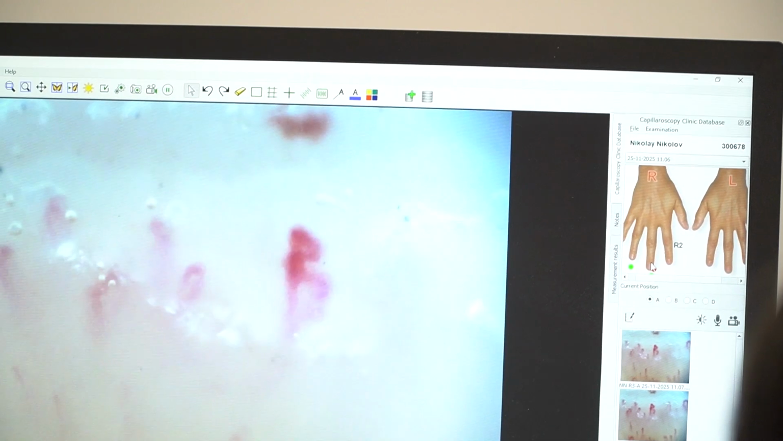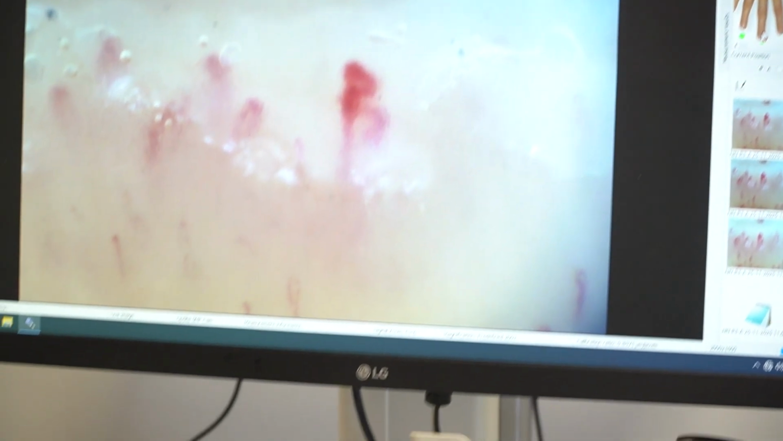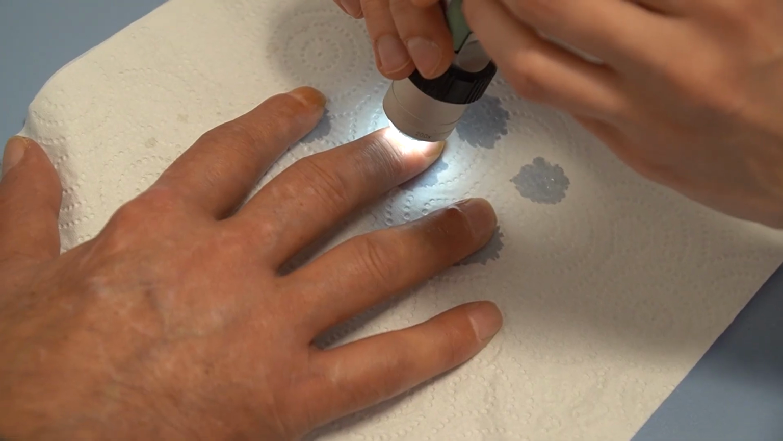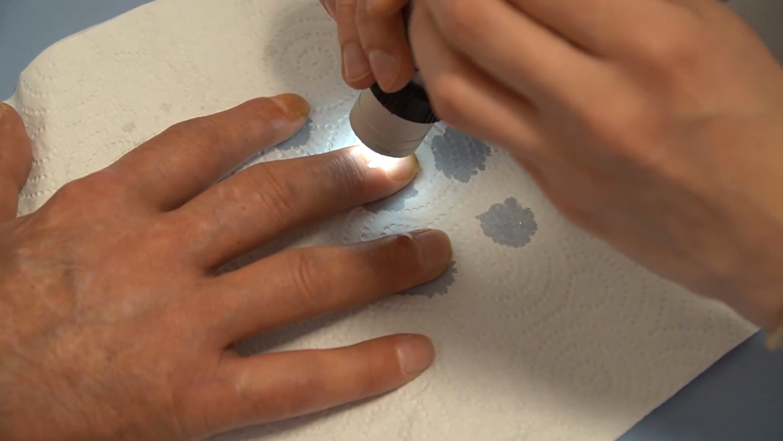Capillaroscopy is used to identify patients at risk for development of serious complications such as digital ulcers, pulmonary hypertension, and interstitial lung disease. Key findings such as giant capillaries, loss of capillaries, and microhemorrhages are associated with a poor prognosis. There are three types of scleroderma pattern: early, active, and late.